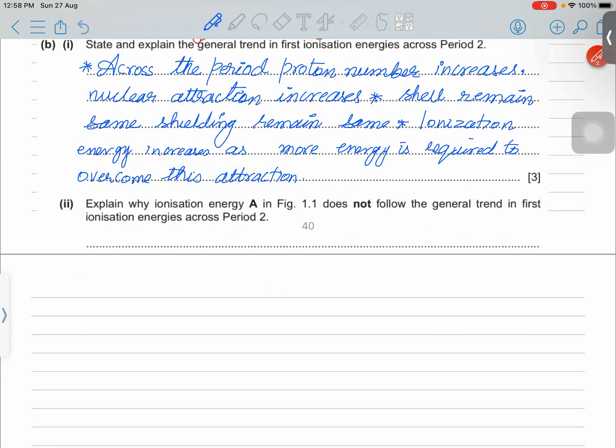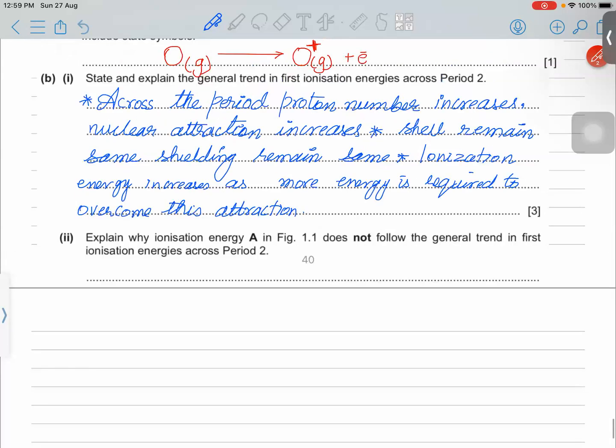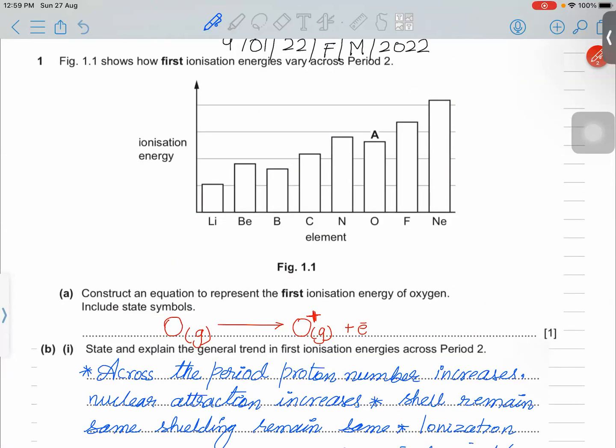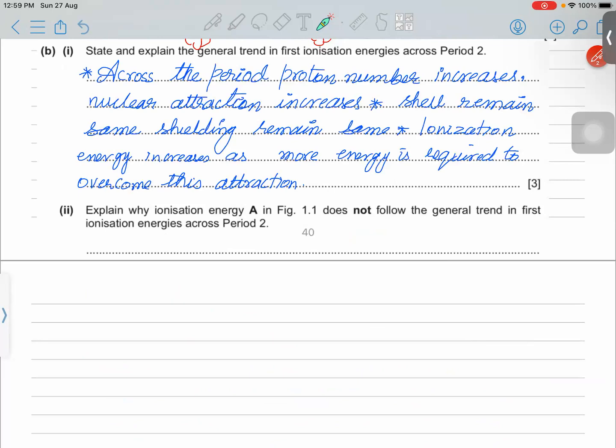Now next, explain why ionization energy A in figure 1.1 does not follow the general trend in first ionization energies across period 2. Now look, we decided that across the period ionization energy increases, but you can see that here it varies. It increases, but from nitrogen to oxygen it decreases. You know that BB aminops, right? This is BB, this is NOPS. So this is nitrogen and oxygen. So which phenomenon will you write here?